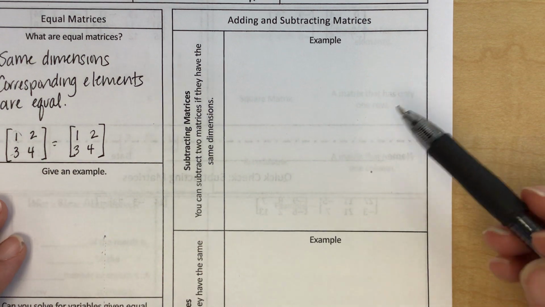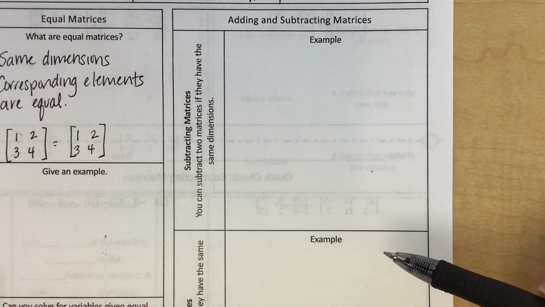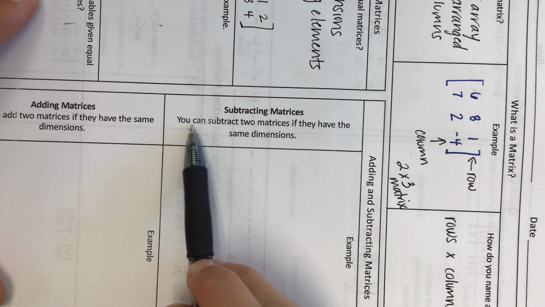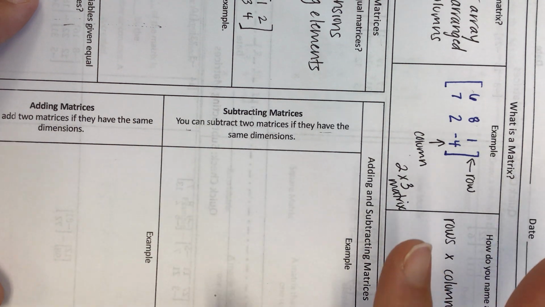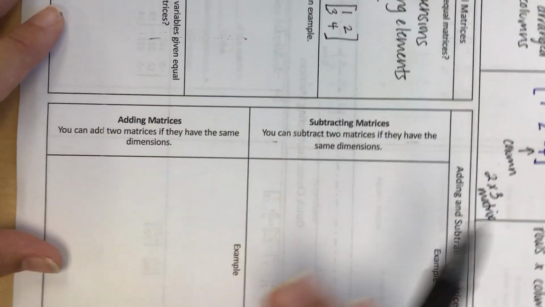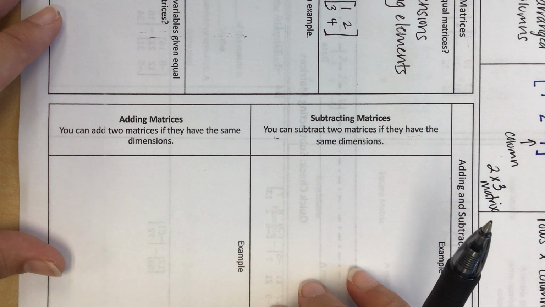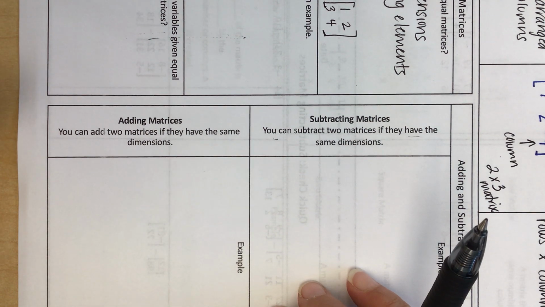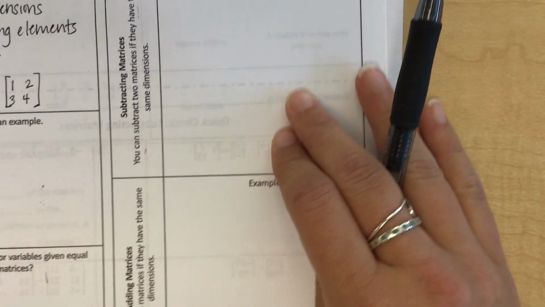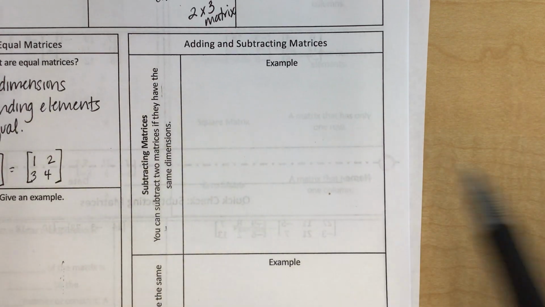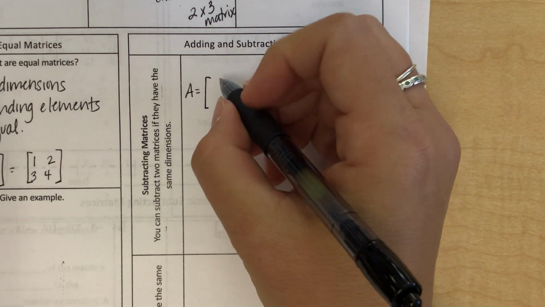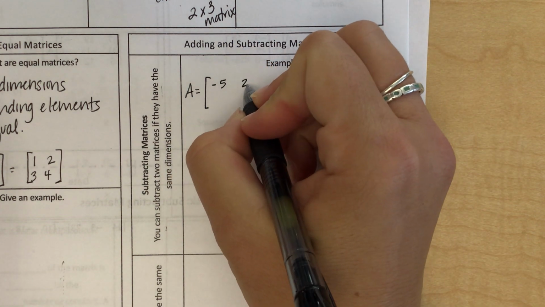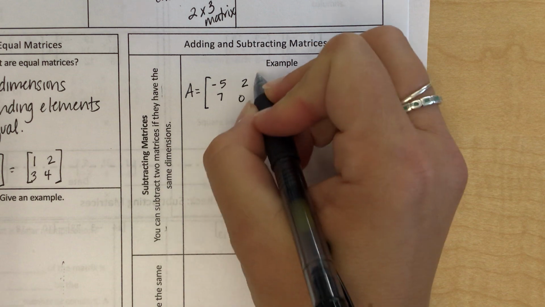So if we look over here, we're going to look at adding and subtracting matrices. It's very, very simple. You can see where it says right here, you can add or subtract 2 matrices if they have the same dimensions. As long as they're the same dimensions, you can add them or subtract them, same for both. You're just going to add or subtract the numbers that are in the corresponding locations. I think the easiest way is just to give you an example. If we have matrix A, matrix A is going to be -5, 2, 7, and 0.